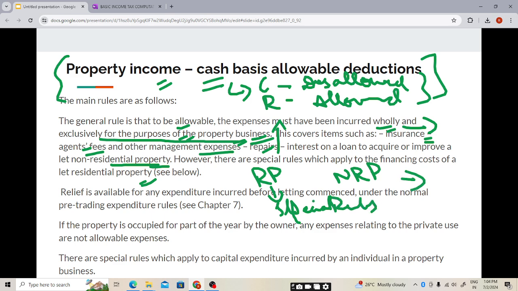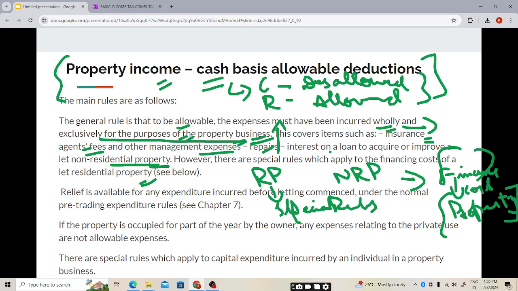For the non-residential property, whatever is the finance cost will be reduced from the property income. They have told that whatever the interest cost, whatever is the finance cost, is particularly for running your property business, so it will be reduced from your property income. But when it comes to residential property, we have some special rules.